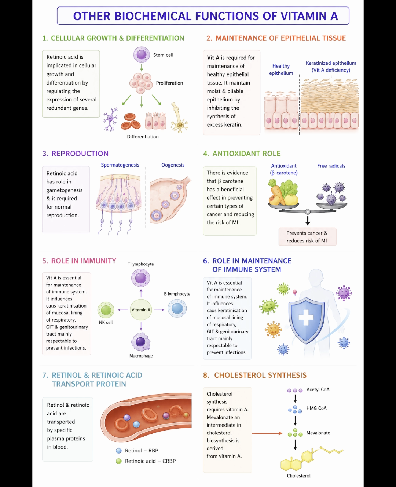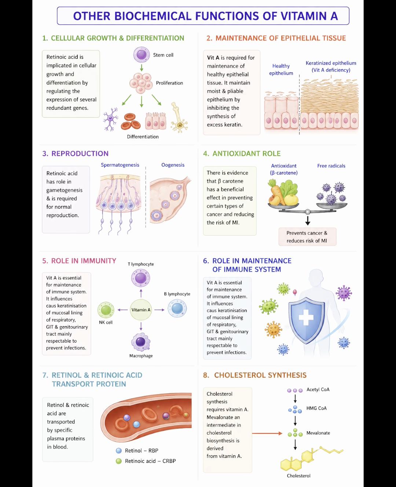So vitamin A has a role as an antioxidant. There is evidence that beta carotene has a beneficial effect in preventing certain types of cancer and reducing the risk of MI. Beta carotene removes free radicals from tissues. Consumption of beta carotene in diet reduces the risk of lung cancer in chronic smokers. Beta carotene complements the antioxidant property of vitamin E. Unlike vitamin A, ingestion of large quantities of beta carotene is not toxic to the body.